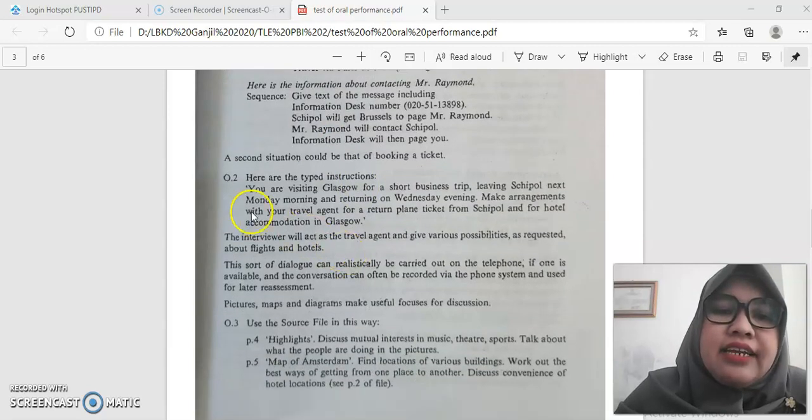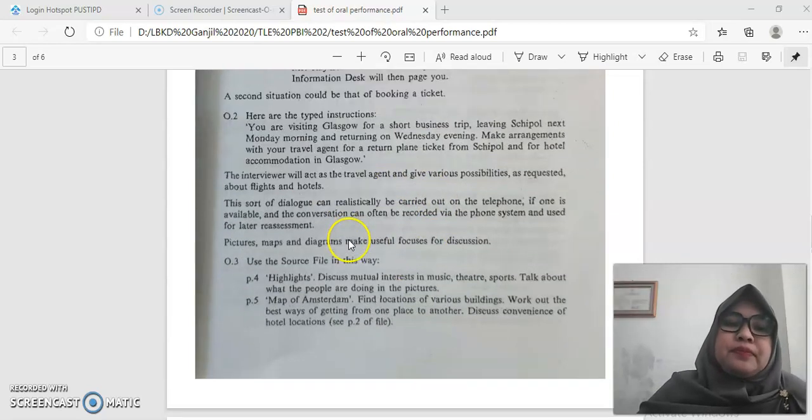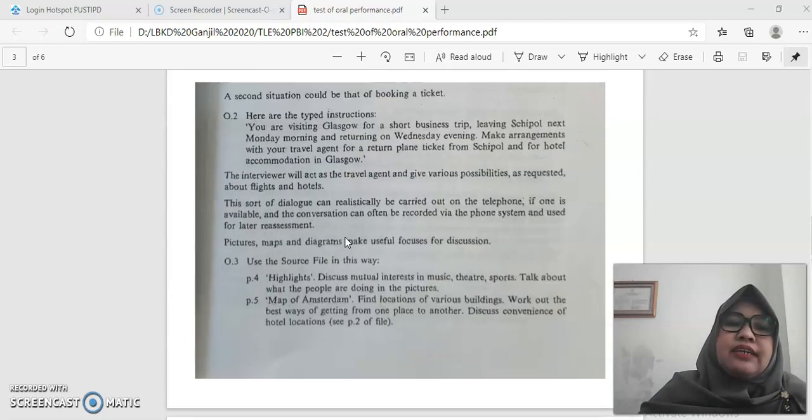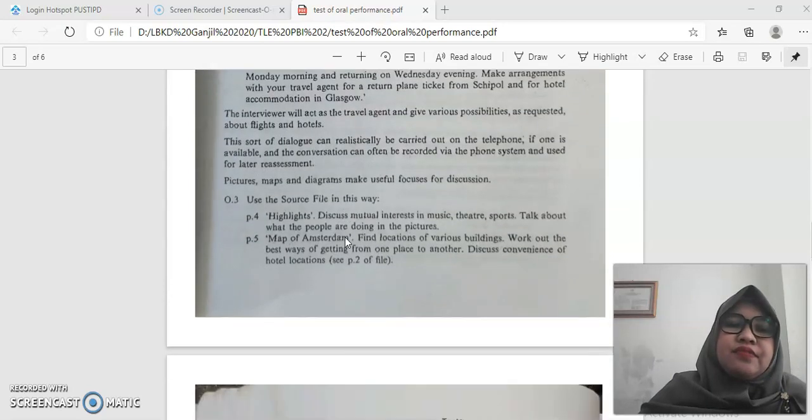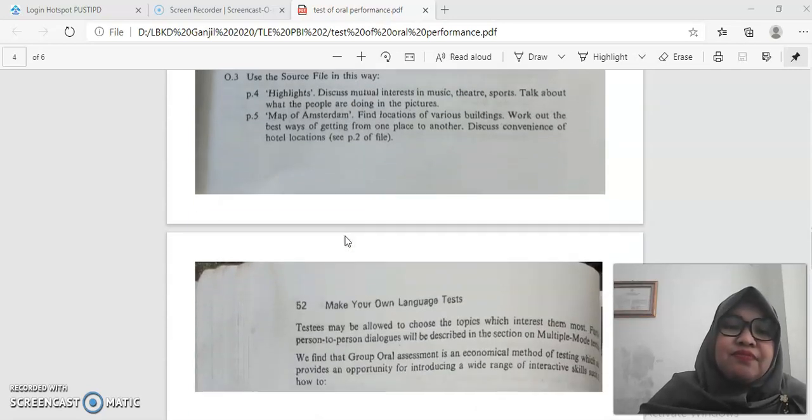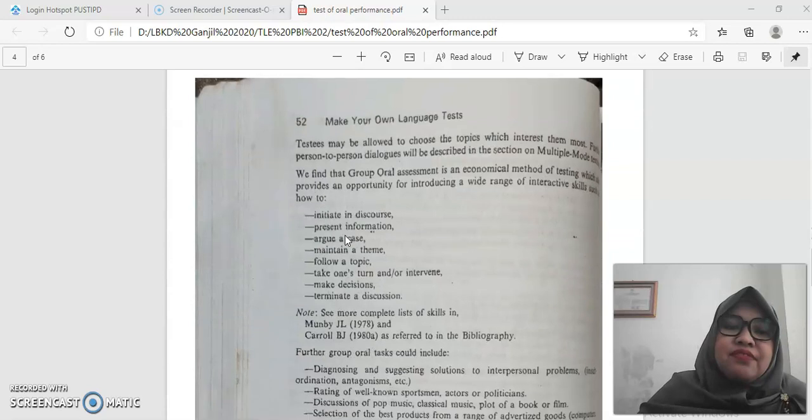Okay, and here is the example of the second situation. You can read here. I will give you the PDF file, don't worry.